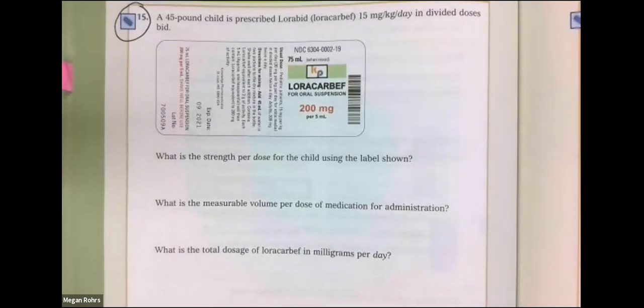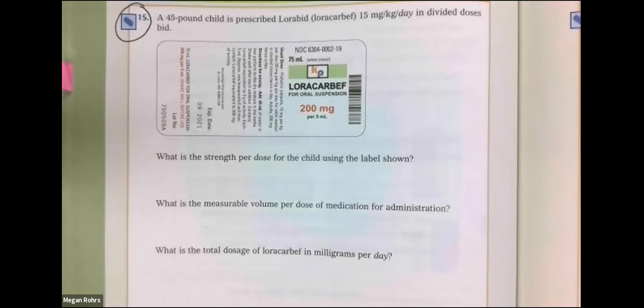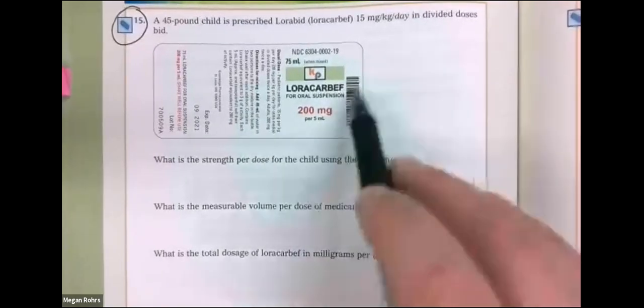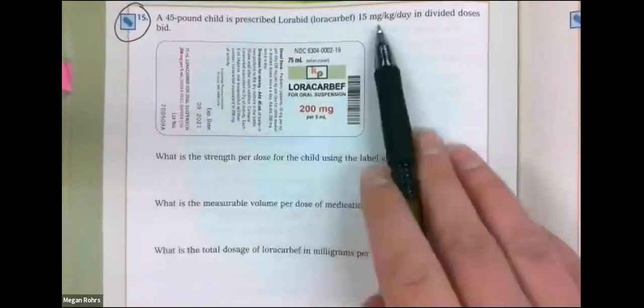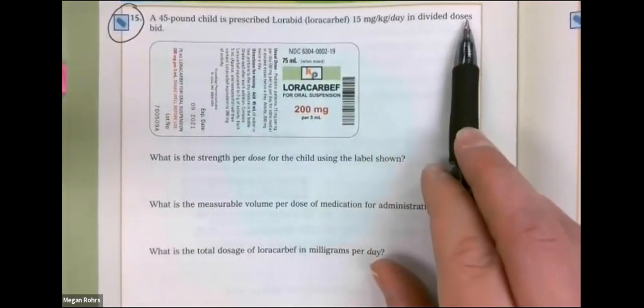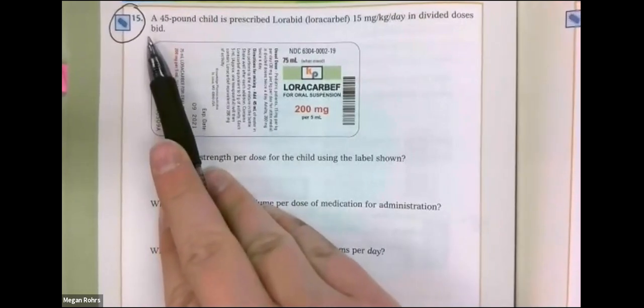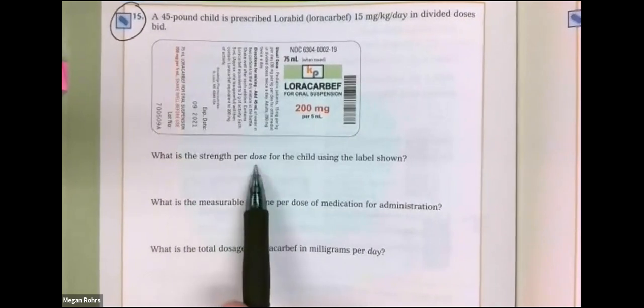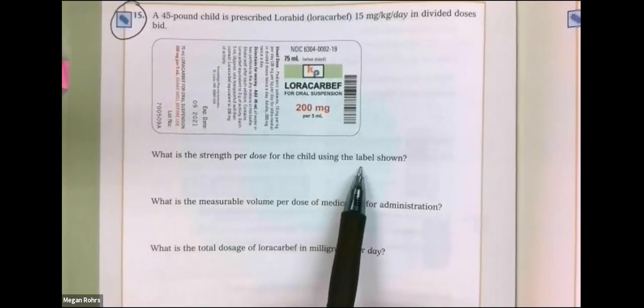Okay, now I am on number 15 on page 248 of the pretest. So the question says, a 45-pound child is prescribed Lorabid 15 milligrams per kilogram per day in divided doses twice a day. So this time they're giving us how much they need per day. And we know that each dose is given twice a day. So that is important. We'll come back to that. What is the strength per dose for the child using the label shown?